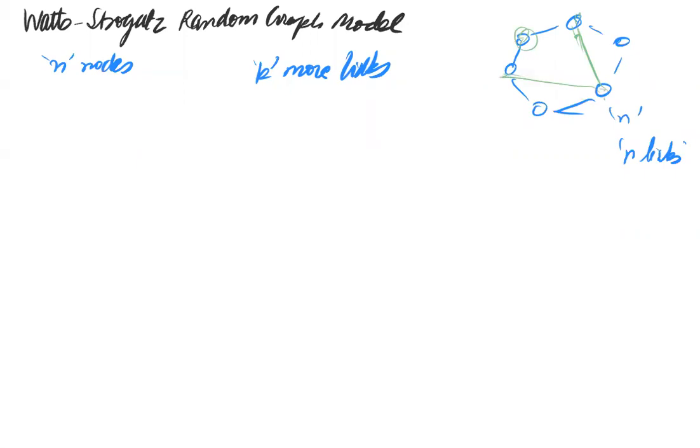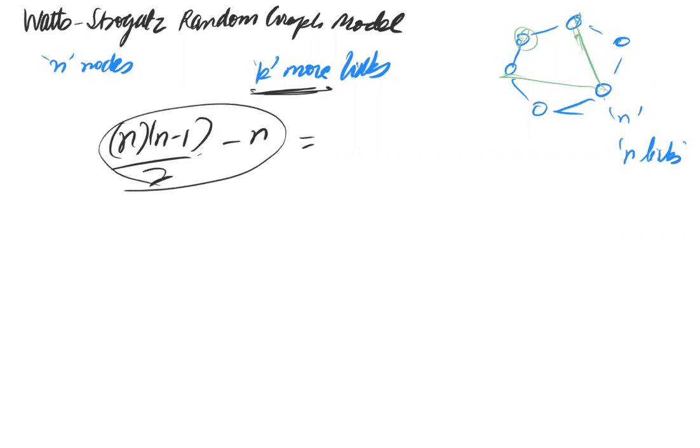Now, what are the possible number of ways you can add those links? What are the possible links that could have been added for n nodes? So if all of them were connected, that would be n times n minus 1 by 2, all the possible links when there are n nodes, right? And now there are n existing links already. So when I wanted to add these k links, what were the possible places I could have added them? That's going to be these potential links that were there.